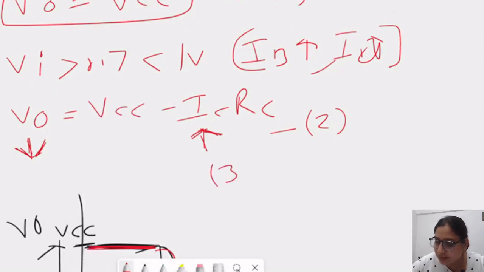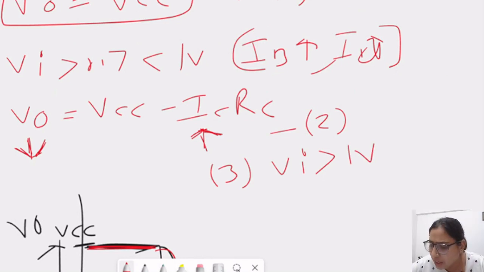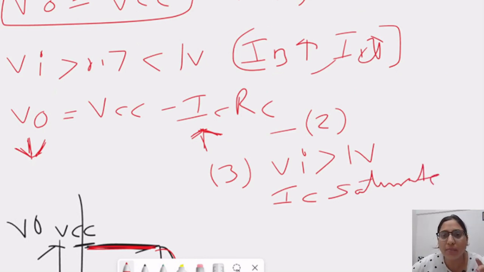So third case, when Vi is greater than 1 volt. Now what is happening? 0.7 volt is also attained, but it is greater than 1 volt. Beyond 1 volt, what is happening? In this case, IC saturates. Why so? Because IC also has some limitations.